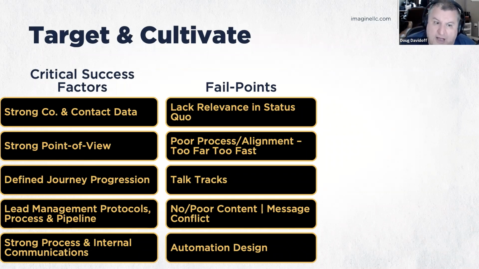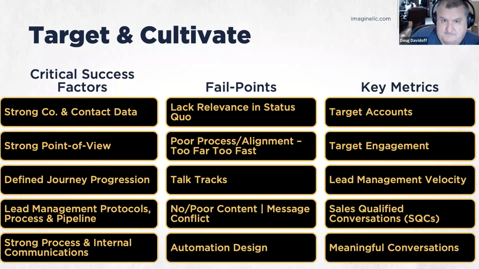If you've got poor process or alignment, which typically results in you trying to push the prospect too far, too fast, what you end up doing is you take the rep out of programmatic, but you don't take programmatic out of the rep. That will lead to havoc. That will lead to frustration. If you don't have strong talk tracks, if I don't sound like I know what I'm talking about, it's going to fail. If you have no content or poor content, it will not work. You need strong content. You need good message, and you need good automation.